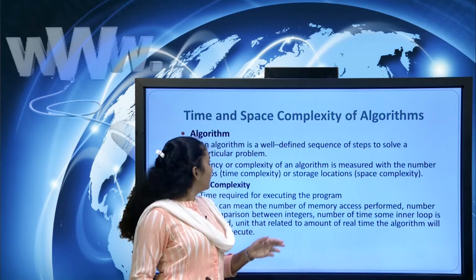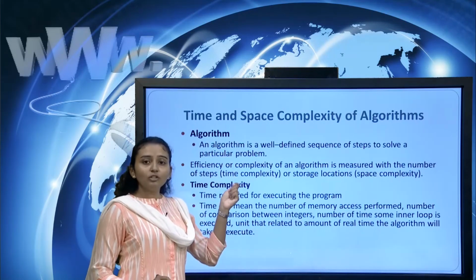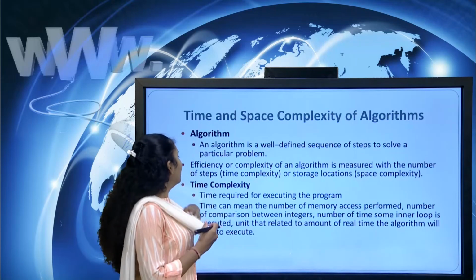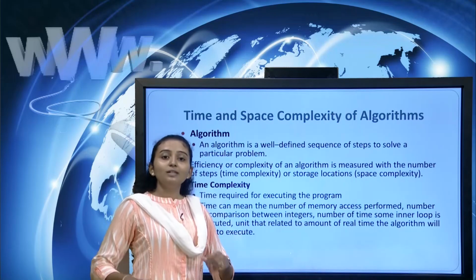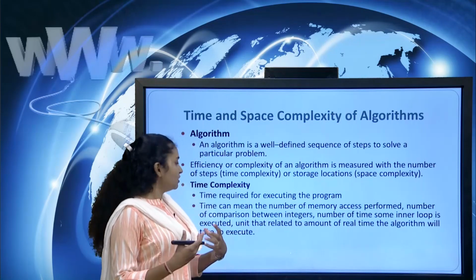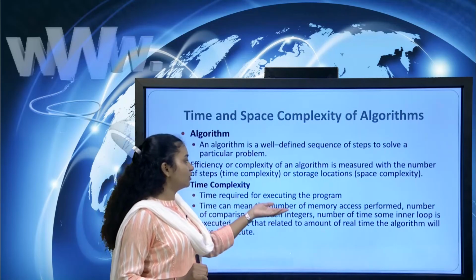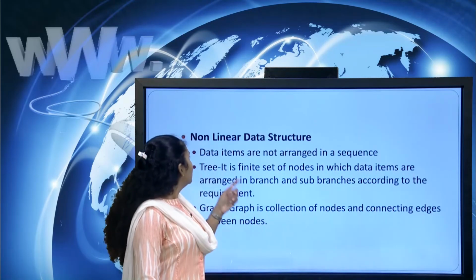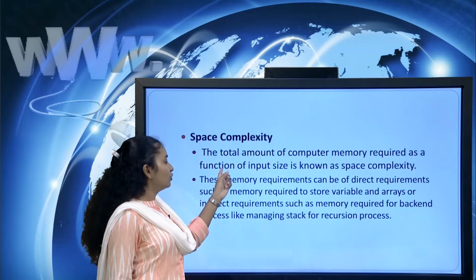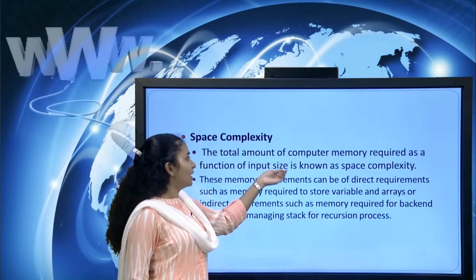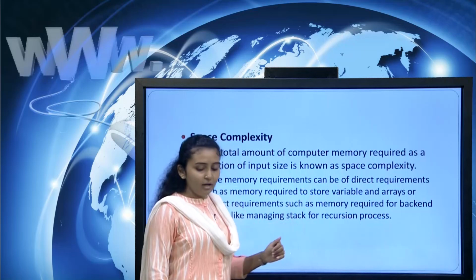Next, we have seen the algorithm. An algorithm is a well-defined sequence of steps to solve a particular problem, and we have seen what time complexity and space complexity are. Time complexity is the time required for execution of a program, and space complexity is the total amount of computer memory required as a function of input size, right?